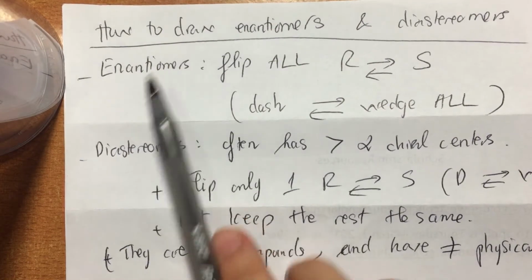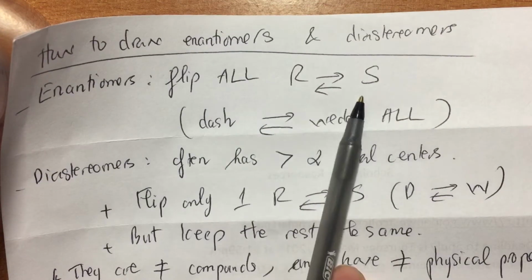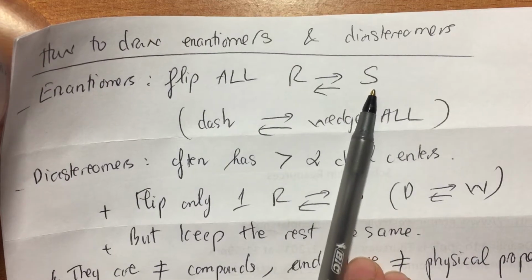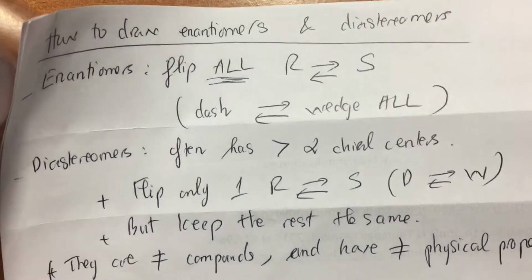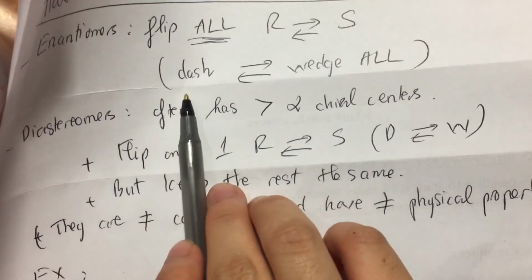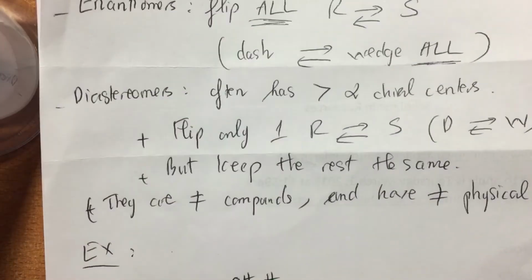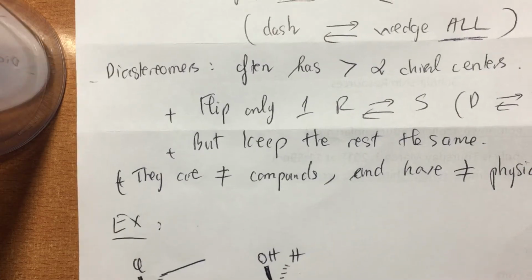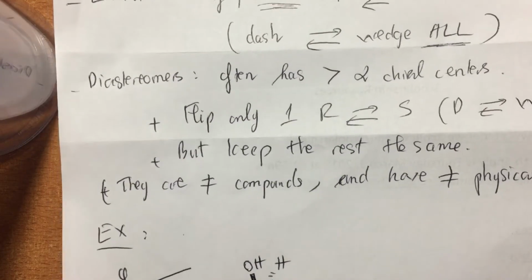So when you draw enantiomers, you want to flip all of the R centers to S, all the R configuration to the S configuration at all chiral centers. What we want to notice is we flip all of them. It means that we flip all the dashes to wedges, all of them. However, diastereomers are totally different compounds, so they have really different physical properties.